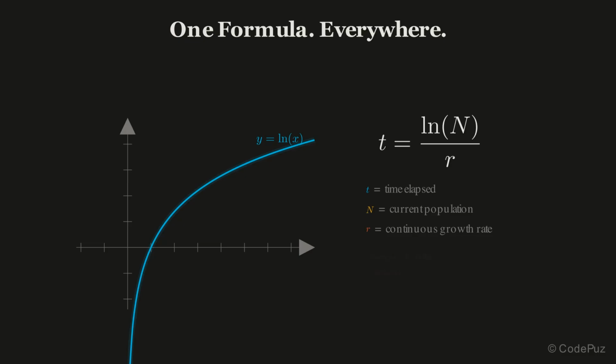E. coli, continuous growth rate 0.0347 per minute. An epidemic, growth rate 0.55 per day. Different units. Different biology. Same formula. The natural logarithm is not a human invention. It is what the mathematics of continuous proportional growth produces when you ask it a single question: how much time has passed? The bacteria or virus did not choose it. The universe simply has no other answer.